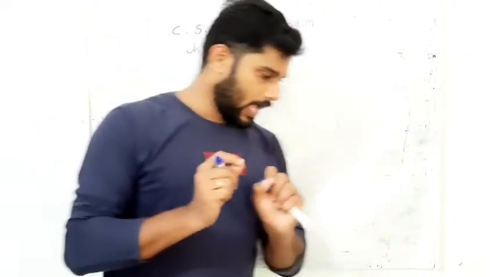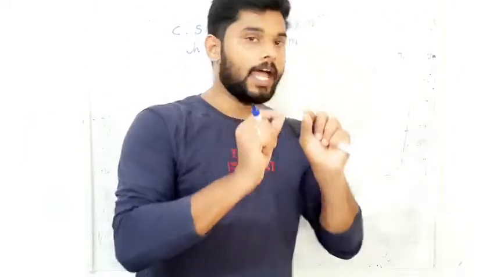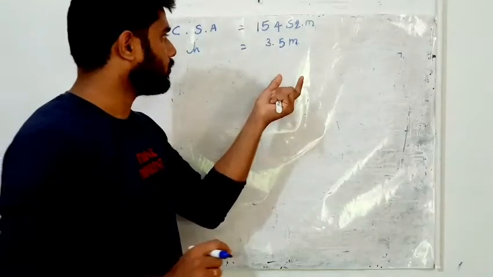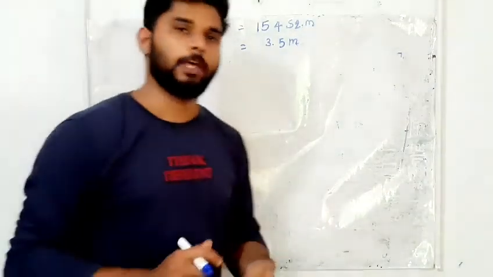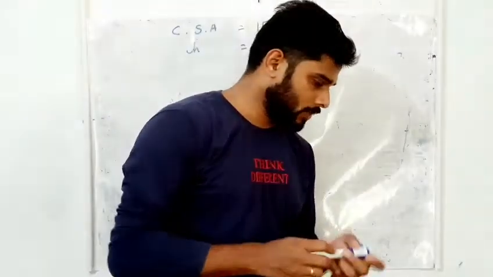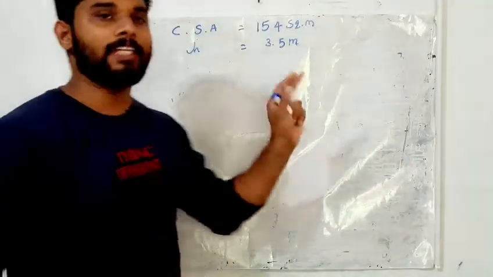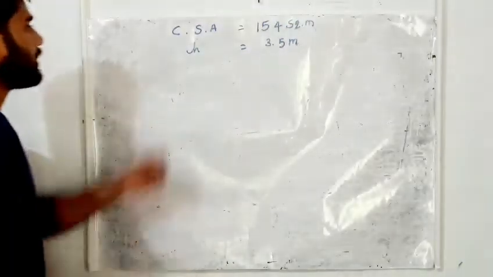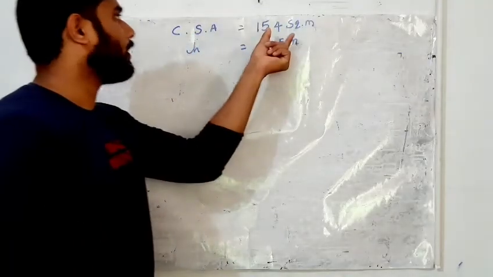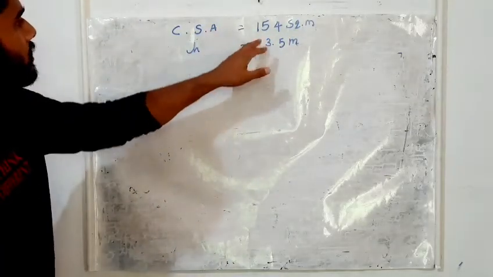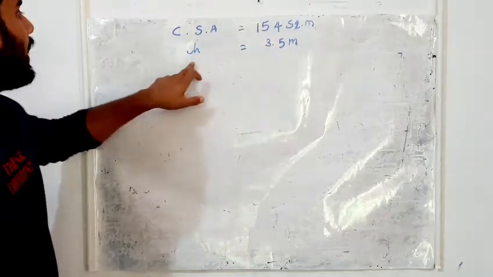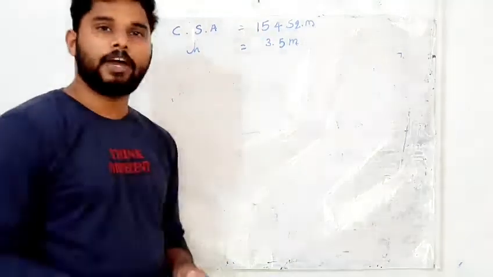So we have to find the volume of that cylinder. After that we have to convert it. First we have to find out the volume of that cylinder. That much only. Okay, the curved surface area is already given here, 154, and height is 3.5 meter.